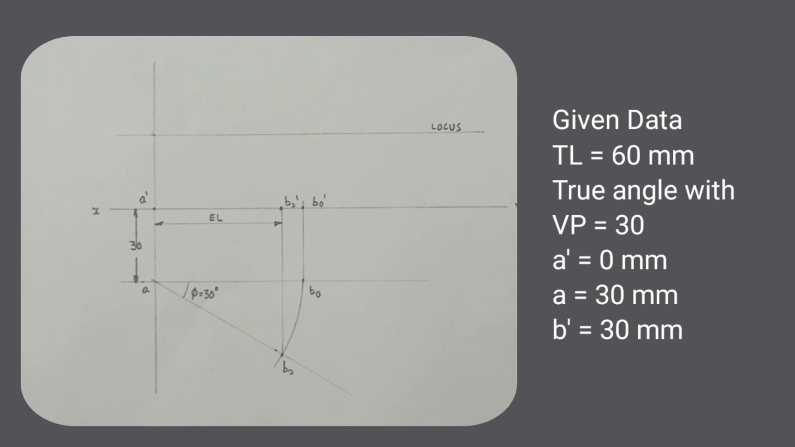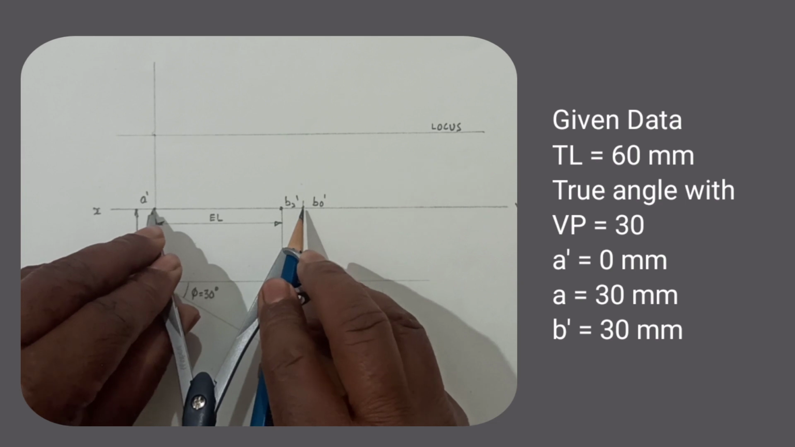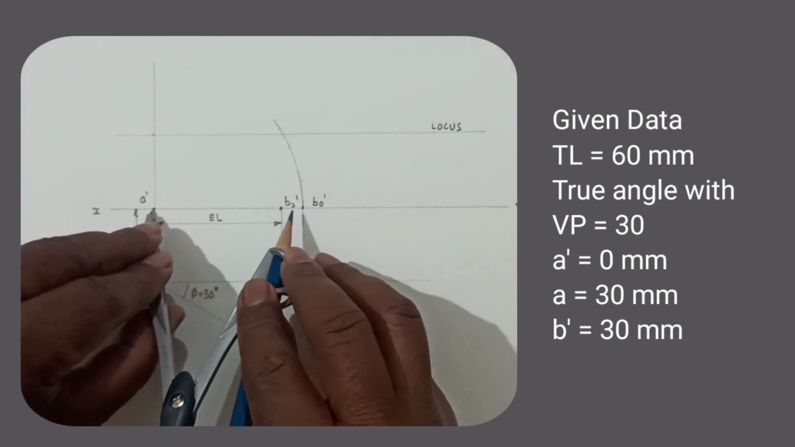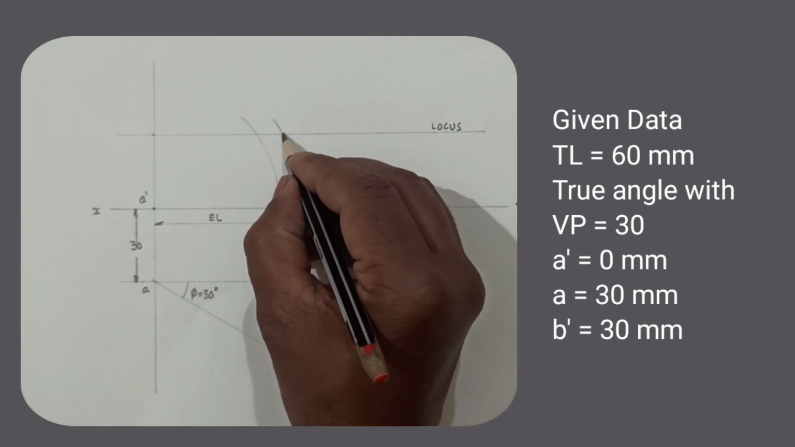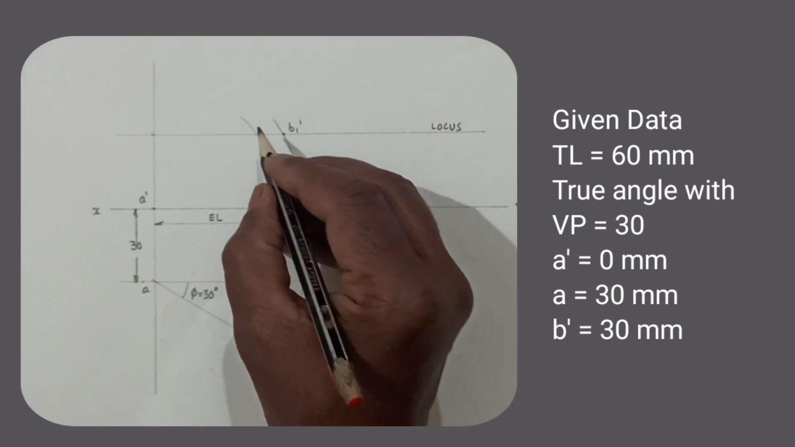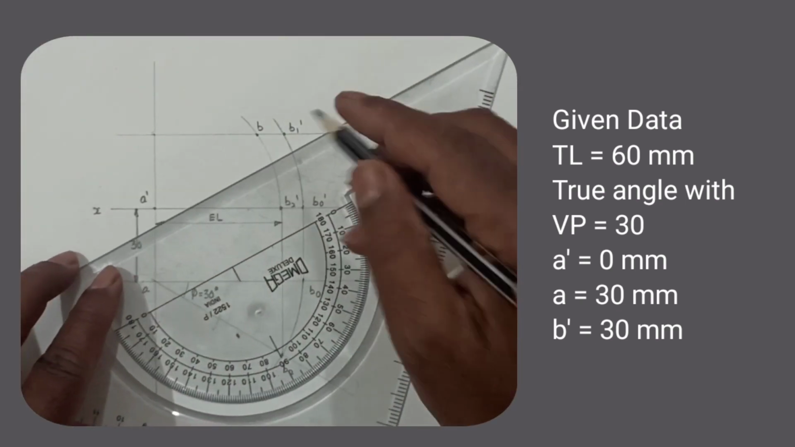This front view will be the EL, meaning elevation line, which will assist us to draw the final front view when the line is inclined to both planes. Now shift the true length and the elevation length on the locus line in the front view. Mark the point B1' and mark this other point as B.